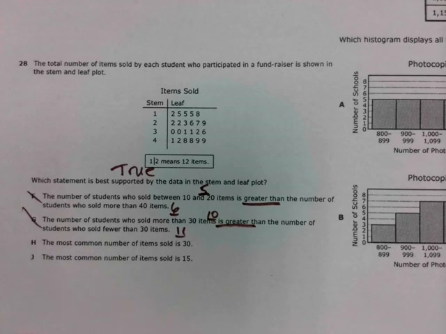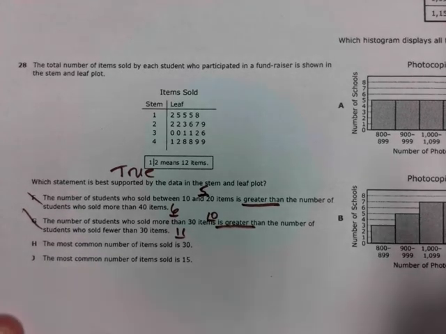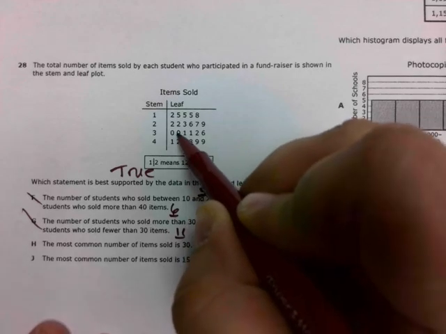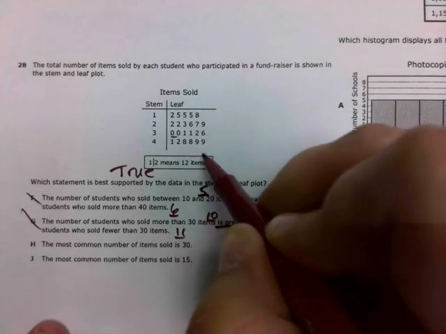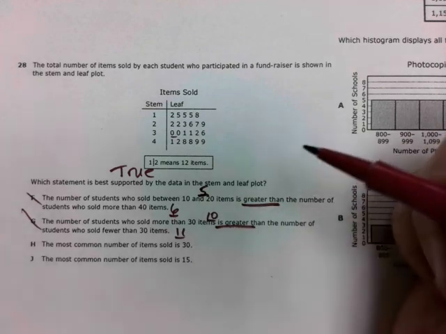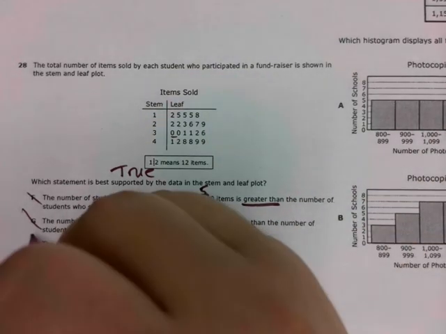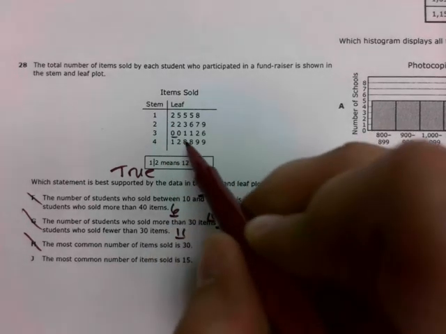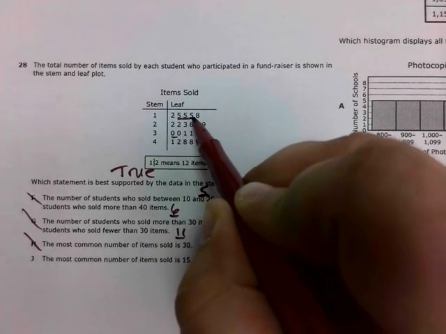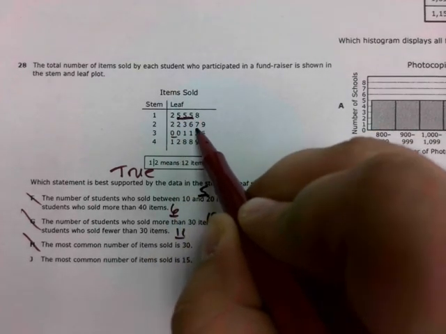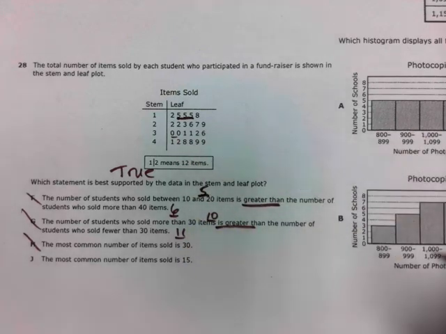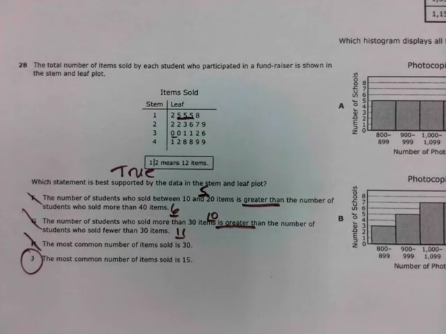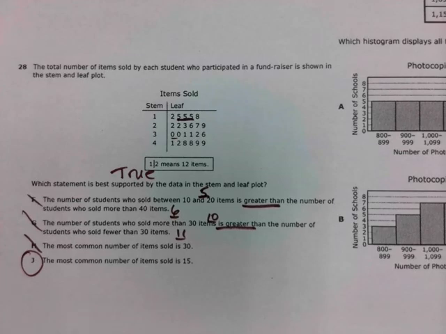All right, H, the most common number of items sold was 30. All right, so 30 appeared twice, but also 31 appeared twice, and 48 appeared twice, and 49 appeared twice, so that's not true. And the most common number sold is 15. 15 actually appeared 3 times. Nothing else. That's 2, 2, 2, 2, 2. Yeah, so that was the most common one. It appeared 3 times compared to the other ones that appeared twice.